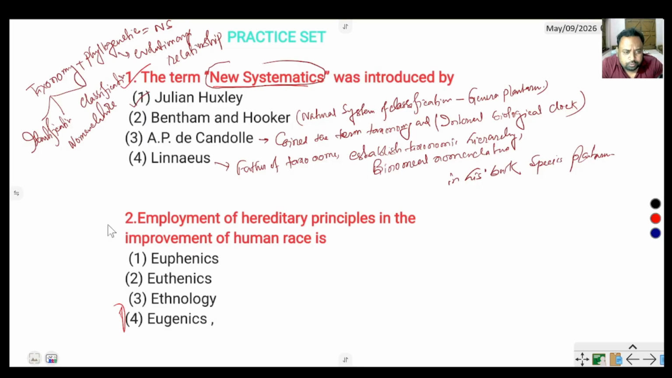Next, question number 2. Employment of hereditary principles in the improvement of the human race is called euthenics, ethnology, eugenics, or euphenics. The correct option of this question is option number 4, that is improvement of the human race genetically.